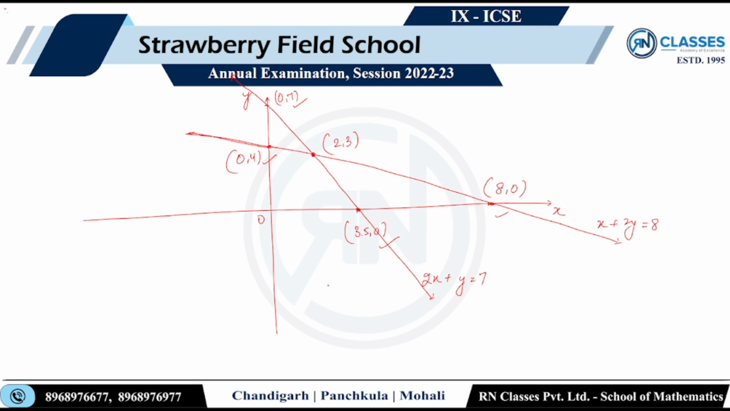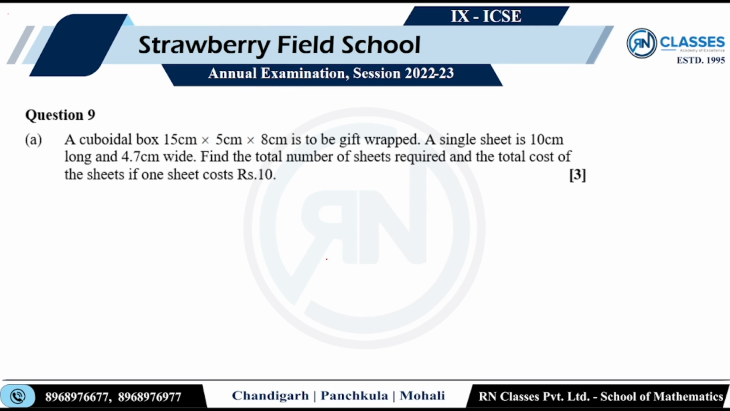Next question पे चलते हैं. Question number 9. A cuboidal box, dimensions mentioned, gift wrap करना है. Single sheet की dimensions मुझे दी हुई हैं. If the total number of sheets मुझे मिल जाए, टोटल कॉस्ट मैं इजीली निकाल लूंगा. 1 शीट की कॉस्ट मुझे 10 दी हुई है.